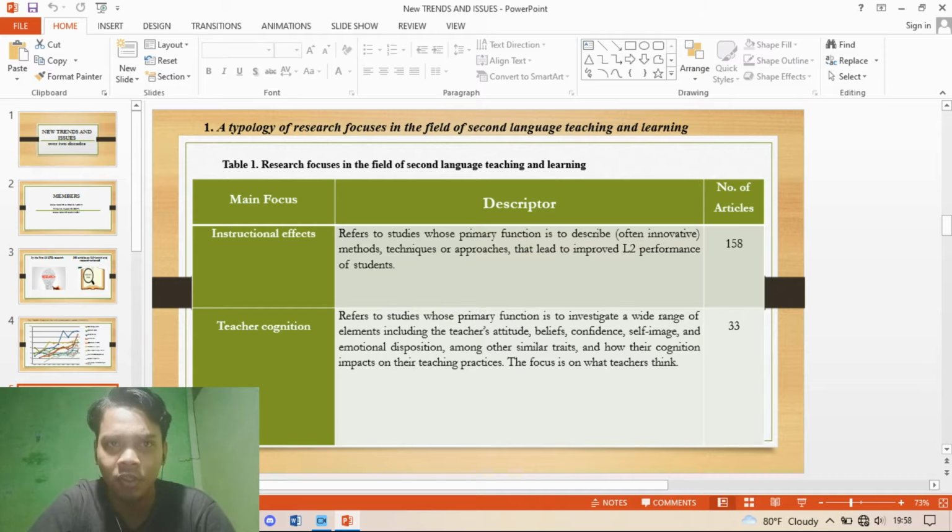The second one is teacher cognition. What is teacher cognition? Teacher cognition refers to studies whose primary function is to investigate a wide range of elements, including teacher attitudes, beliefs, confidence, self-image, and emotional disposition, among other similar traits, and how the cognition impacts teaching practice. The focus is on what teachers think. The number of articles in this main focus is 33.